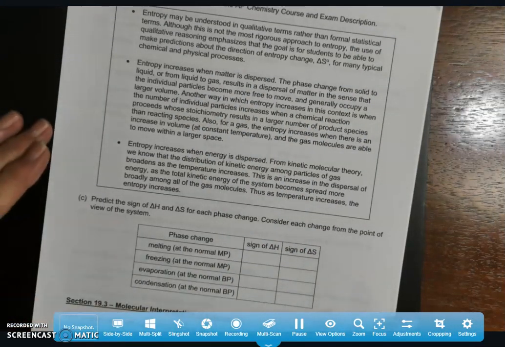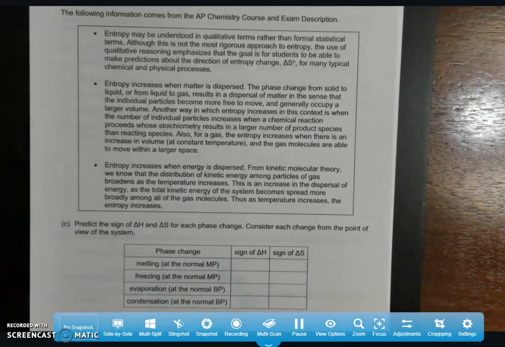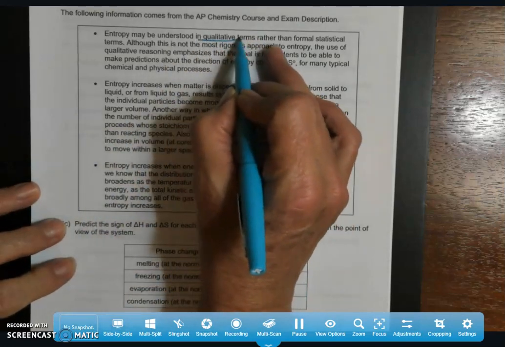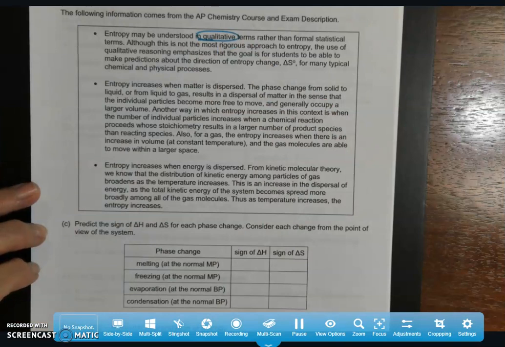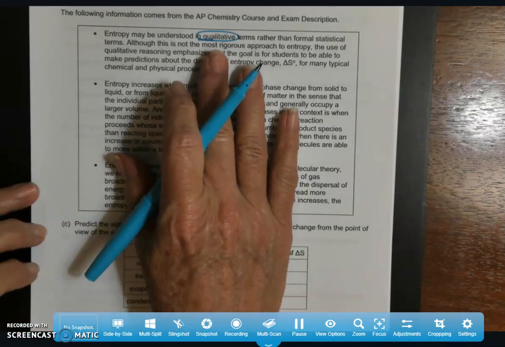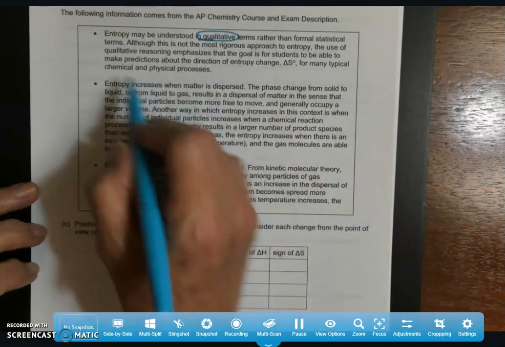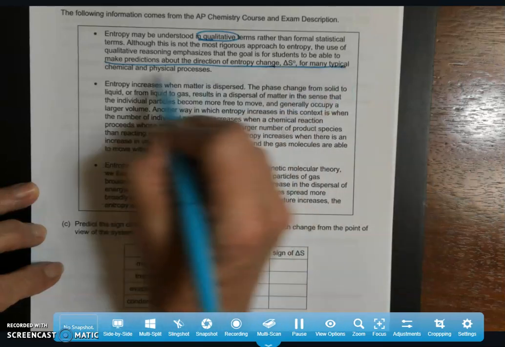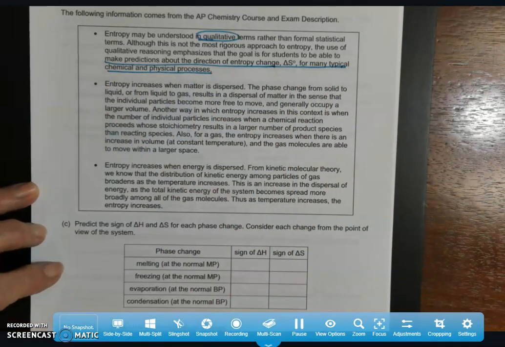Now, this is right from the AP Chemistry course exam description, and so I'm going to highlight the concepts that you need to know about entropy. We're going to really look at entropy qualitatively. We're going to use the numerical value to look at the Gibbs free energy, but in and of itself, we are going to just use it qualitatively, and we're going to use it to make predictions about the direction of the entropy change for typical chemical reactions and reaction processes. Where we started, where we end up.